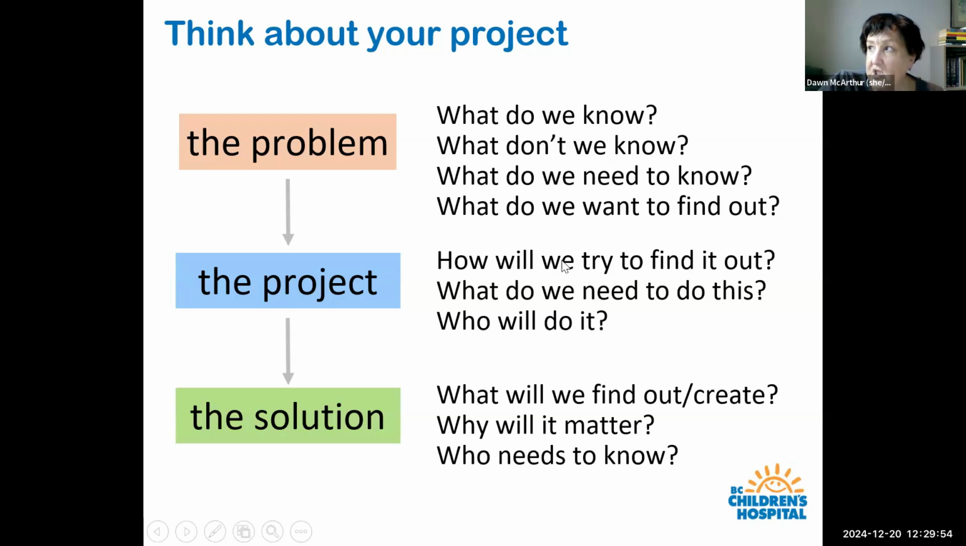So let's say it's a 2-year grant and it's $75,000 a year for 2 years. What can that help me do? What do I need to put together to do this? And who are the people I need in place to do it? And the solution is, what are we going to find out or create?